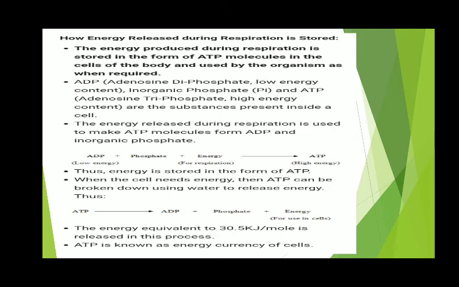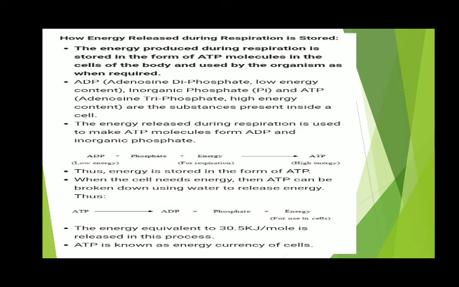Now we will see how energy is released during respiration. All the energy released during respiration is not immediately used by an organism. The energy produced during respiration is stored in the form of ATP molecules in the cells of the body. What is an ATP molecule? ATP is a substance called adenosine triphosphate, and molecules of ATP are present in a cell. ADP means adenosine diphosphate, and ADP has low energy content, while ATP has high energy content in a cell.